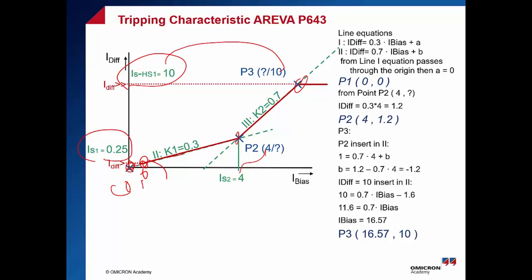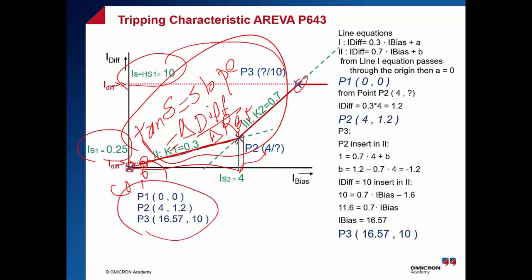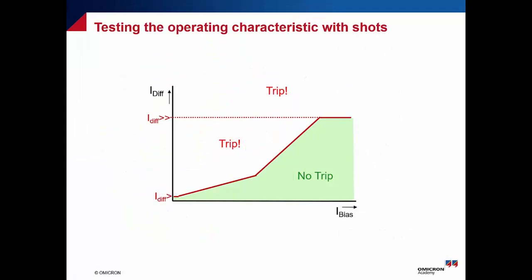Then you have a triangle here, delta differential divided by delta restraint equals tan delta, equals slope. From this equation you can also find the missing parameter, and after that you have to define those points which are used to draw your operating characteristic. This is how it looks like.